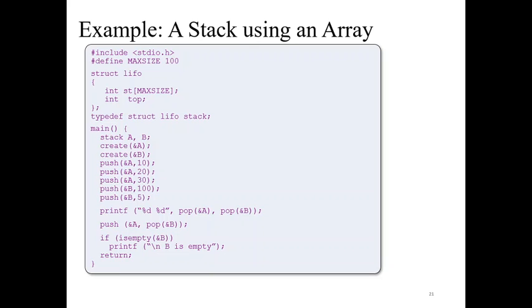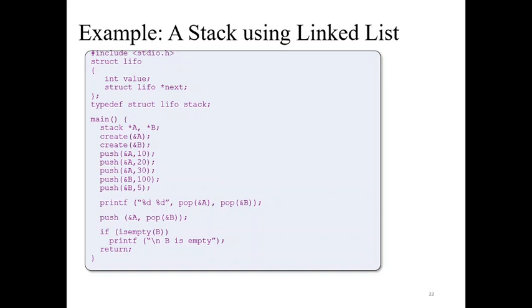We have to push the element to A and pop the element from B. And now we have to check if stack B is empty of all the elements. Then, if it is true, we have to declare a print format statement that stack B is empty. Else, you have to return stack B. Now, using a linked list, as we said before, pushing all the elements A10, A20, A30, B100, and B5.